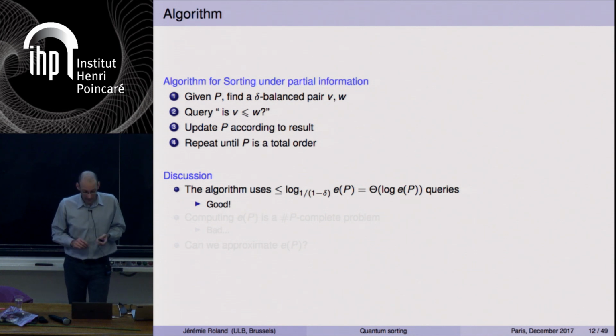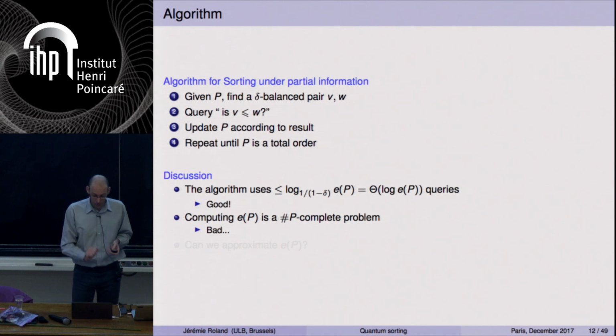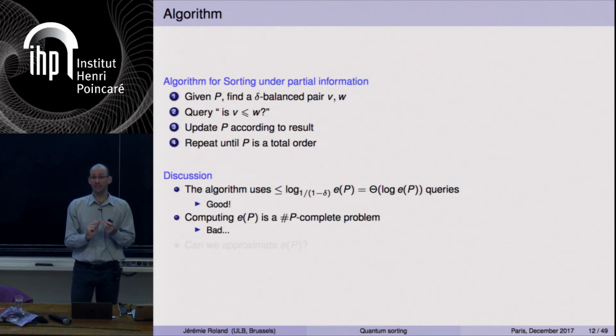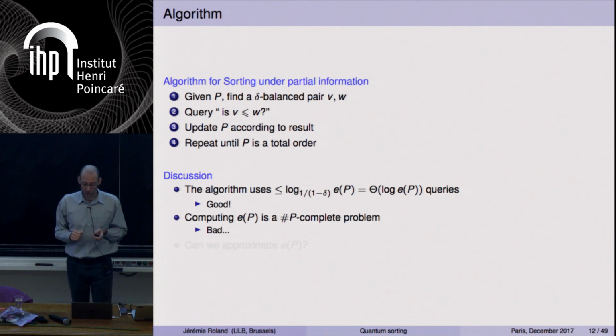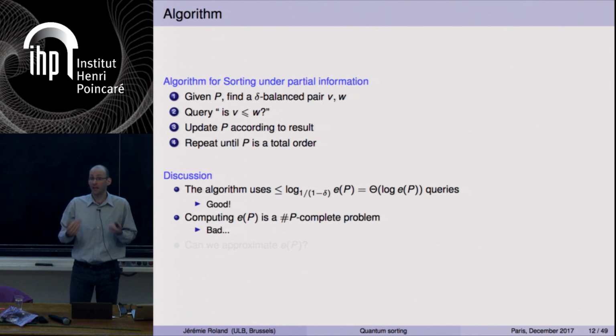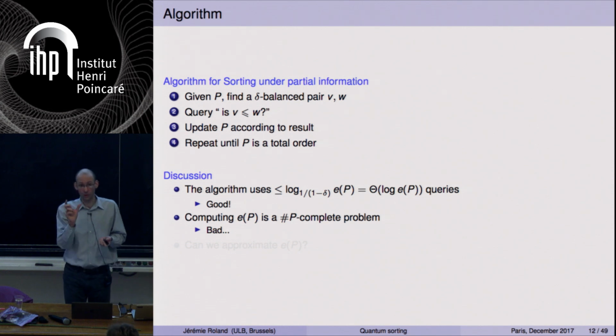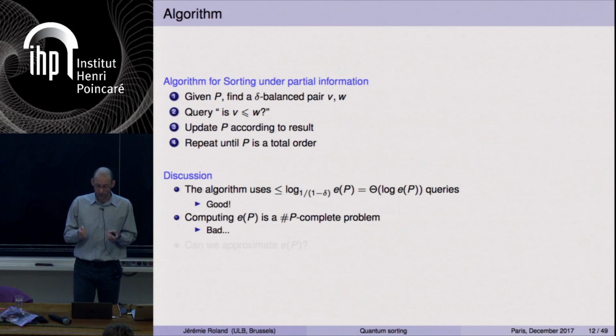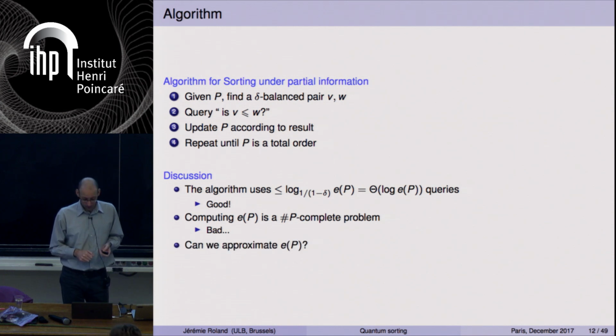So it looks like we have an optimal algorithm and that we're really happy. There's one problem with this: if you want to use this algorithm, you need to be able to track E of P in order to check that the pair you have is indeed delta balanced. And computing E of P for a given partial order is actually a sharp P complete problem. So it's a very hard problem. And this means that even though we will not use a lot of queries, we will spend a lot of time computing E of P. And this is very bad.